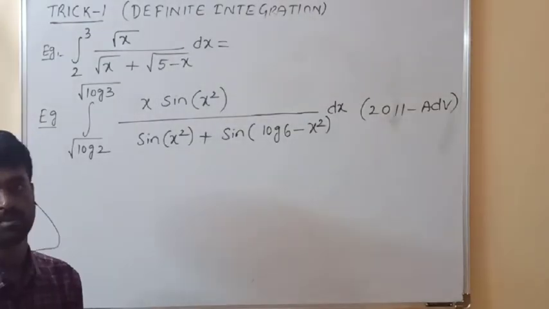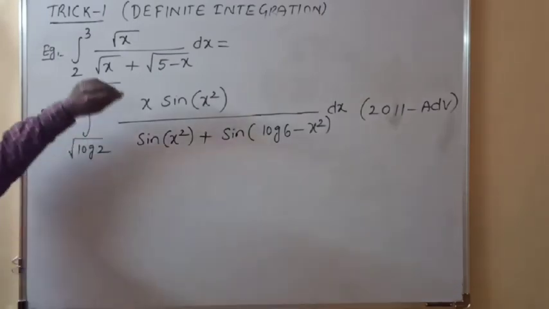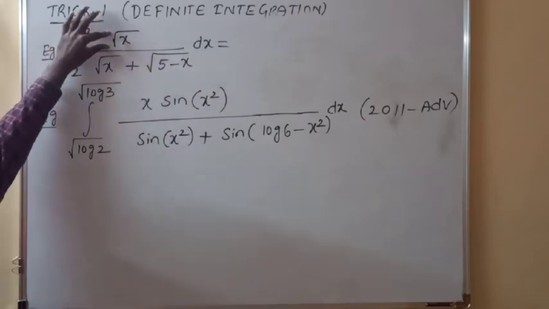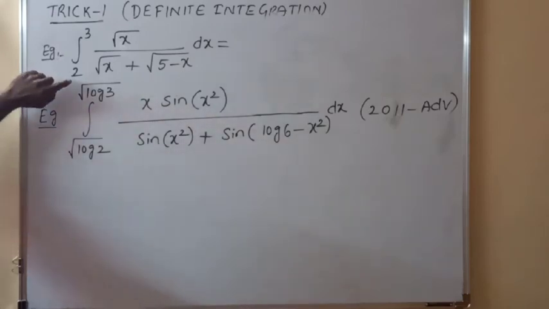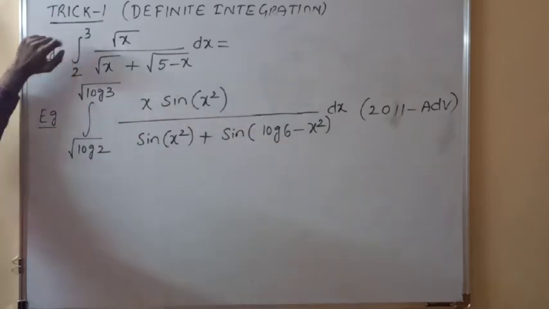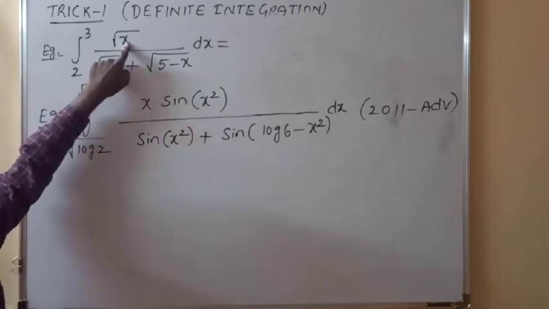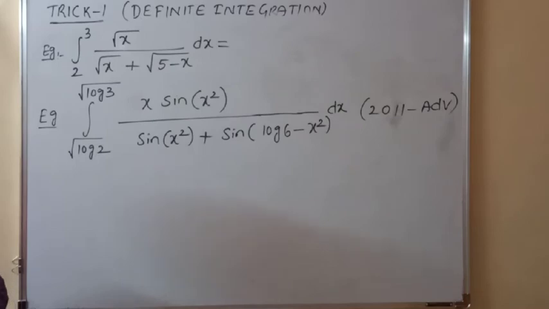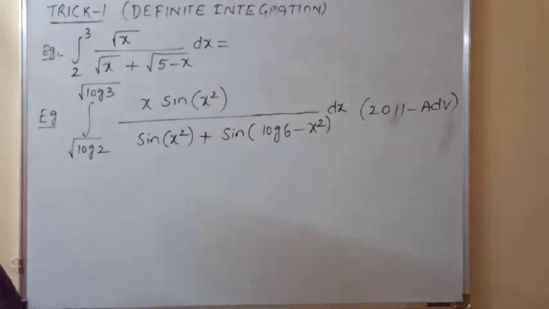So look at the next example. Integral 2 to 3, root x by root x plus root of (5 minus x). So what is f of x here? Root x. Okay. So next, what do you have to calculate? f of (a plus b minus x). What is a plus b here? 5. Okay. That means in this root x function, if you replace x by 5 minus x, what do you get? Root of 5 minus x.